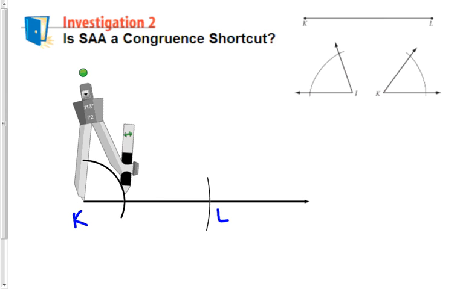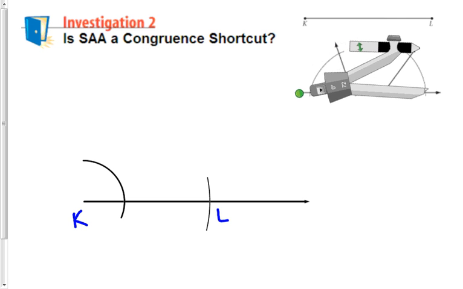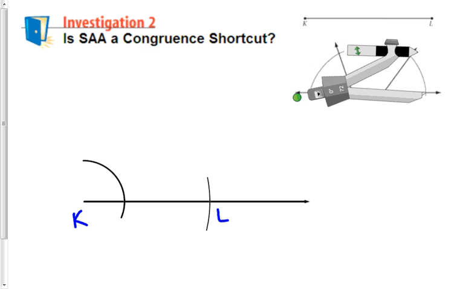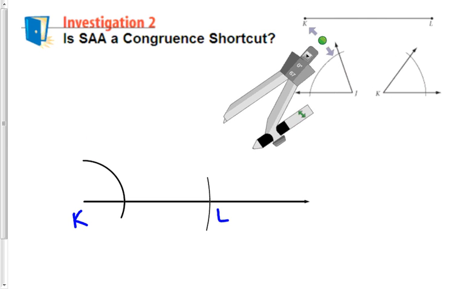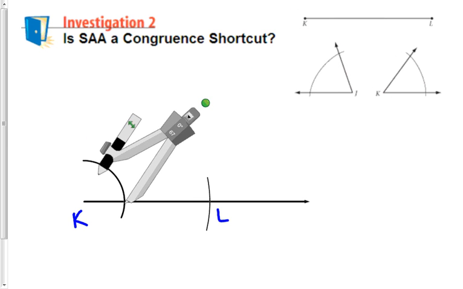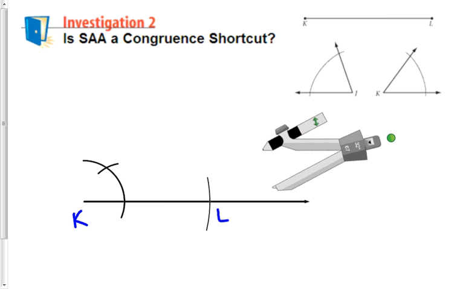Strike that same arc. Again, I know this is tedious, but worth doing. That's about as good as I'm going to get with the software. So come over here, put that there, strike that arc. So here comes the other ray of angle K. There it is. Now, the other thing they give me is angle J.